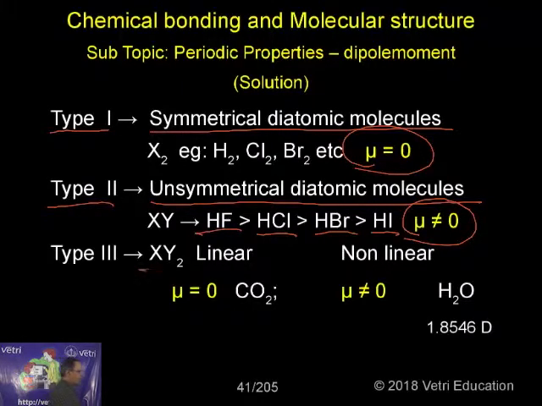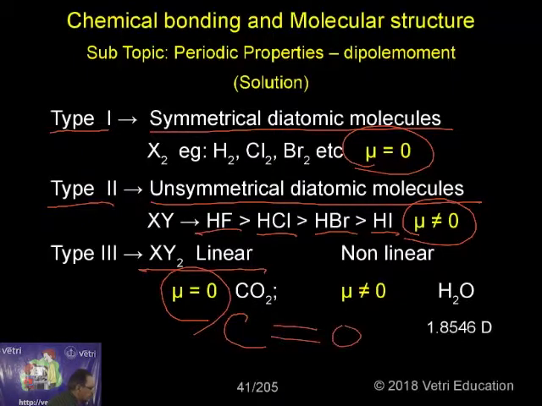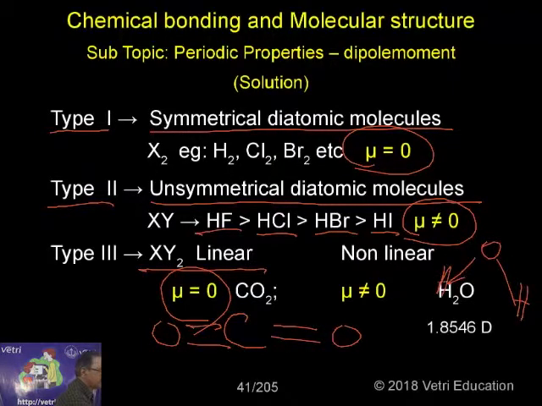Type 3, XY2. Immediately you think, is it linear or non-linear? Kindly follow. If it is XY2 type, linear means mu equal to 0. Example, carbon dioxide, O double bond C double bond O. One side is compensated by the other side, so the net effect is 0. Whereas non-linear, for example water, has a bent shape, and the vector will be like this, so it is not 0. The value is 1.85 Debye.